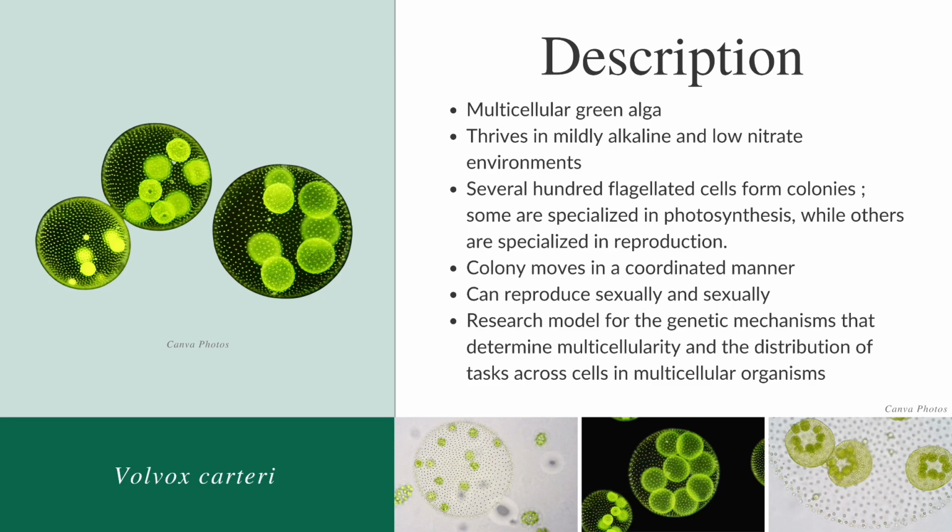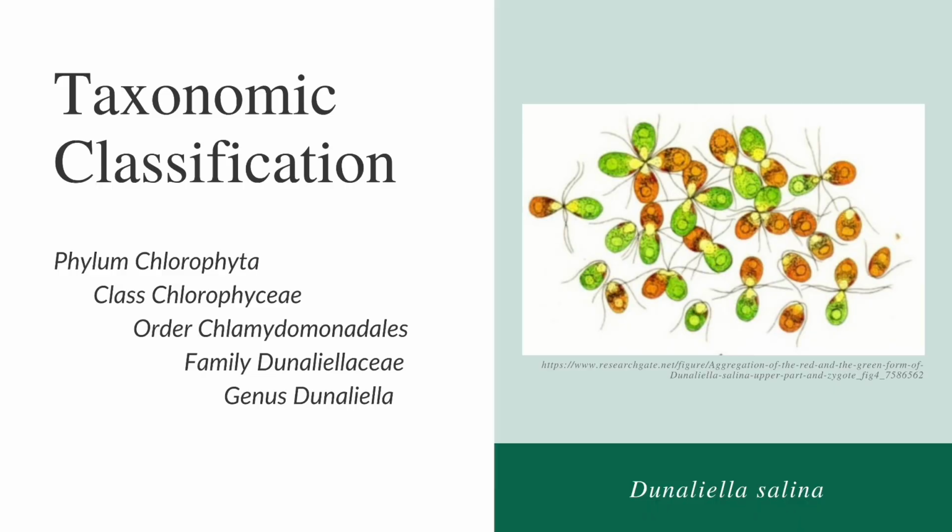in a coordinated manner. In a colony, several cells are specialized in photosynthesis while others are specialized in reproduction. This species can reproduce sexually and asexually. It is a famous research model for the genetic mechanisms that determine multicellularity and the distribution of tasks across cells in multicellular organisms. Next is Dunaliella salina, under the family Dunaliellaceae.